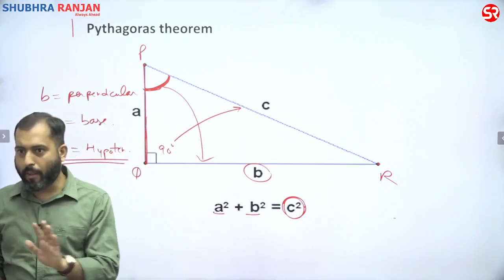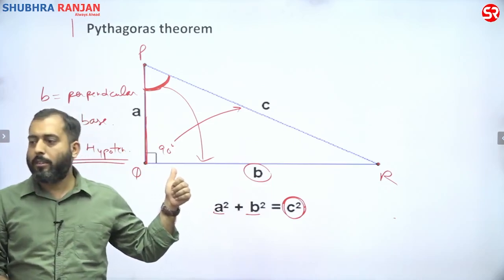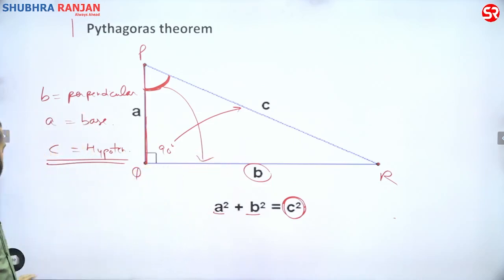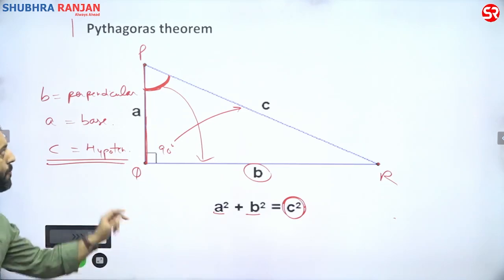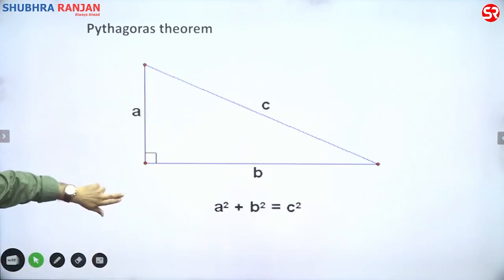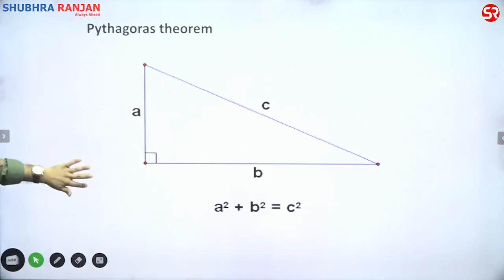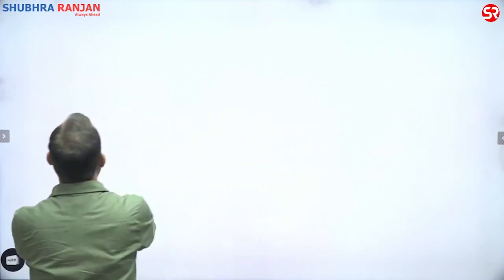Done? Any doubt over here? सबको clear है? Okay. Now, next part. Let's talk about three different scenarios under this right angle triangle. Three different scenarios. Scenario number one.